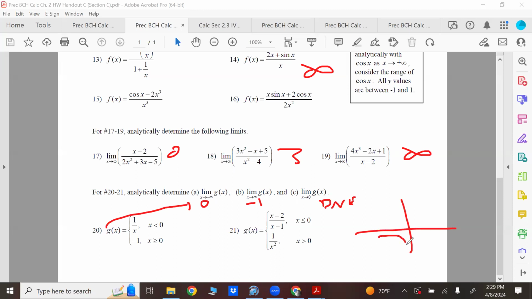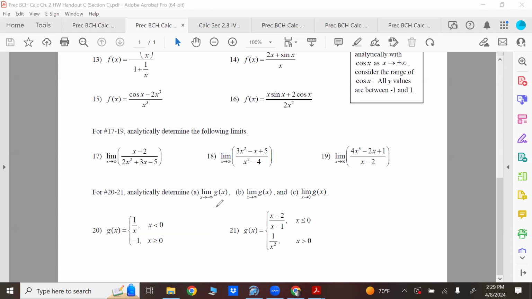Because graphically speaking, it looks like this. Yeah. The left-hand limit is going towards negative infinity, the right limit's going to be going towards negative 1. And then here, if you do 21, that's 1, 0. And if you're going towards that 0, yeah, it's going to be D and E, because the left-hand limit is 2, but the right-hand limit is 0. Okay.